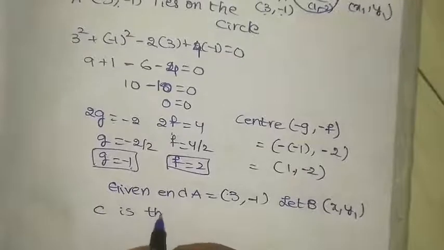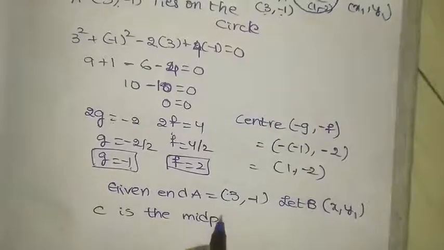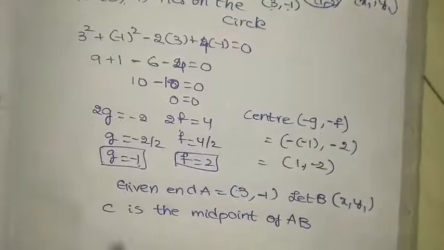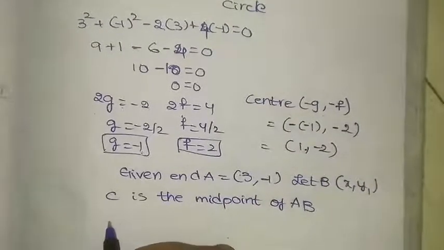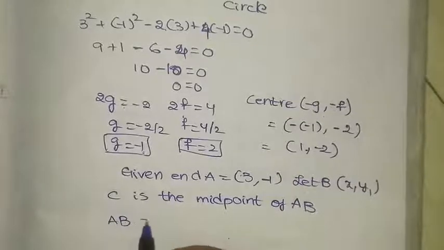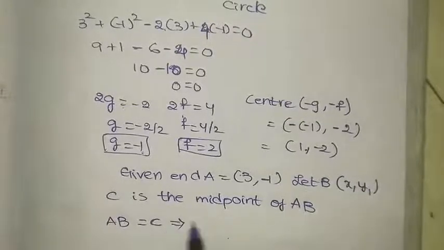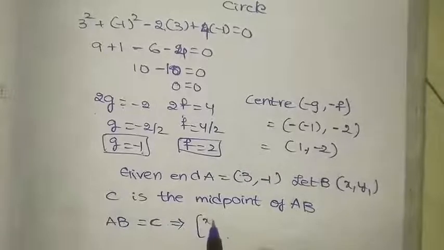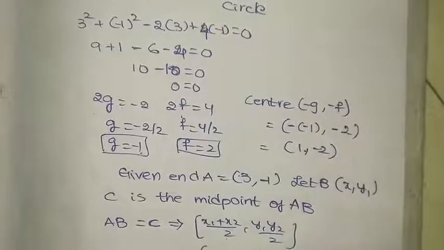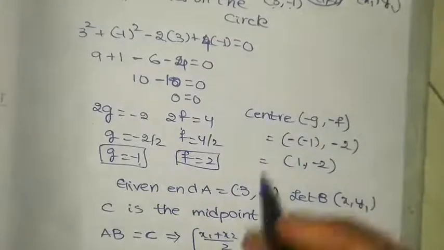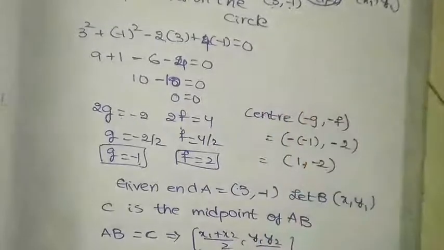C is the midpoint of AB. So the midpoint formula we have to apply here. So C is the midpoint of AB, that implies x1 plus x2 by 2 comma y1 plus y2 by 2. I am taking A and C. Sorry, C and B.